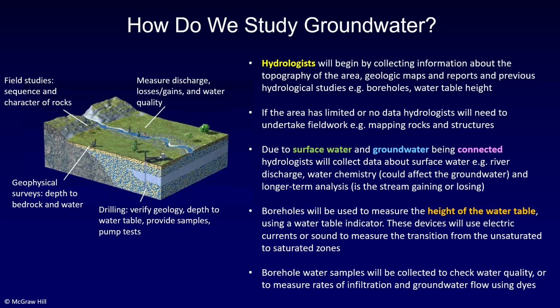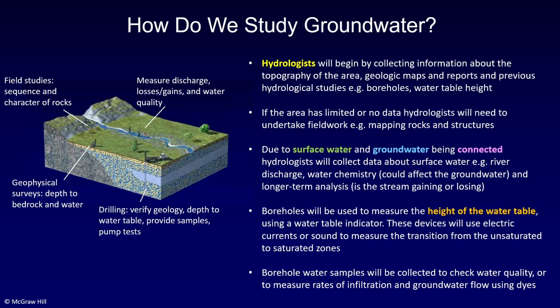So next we're going to think about how we study groundwater. The study of groundwater is going to be undertaken by a specialist type of geologist called a hydrogeologist. And they are going to begin by collecting information about the topography of an area, any geologic maps about that area, any geologic reports about that area, and any previous hydrogeological studies. So any work, for instance, on boreholes, water quality, or maybe water table height. And that's going to give them a starting point for the study of their area.